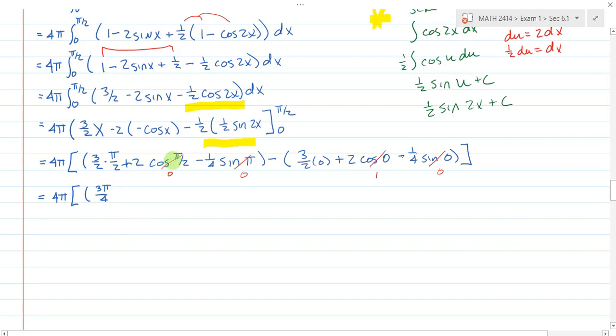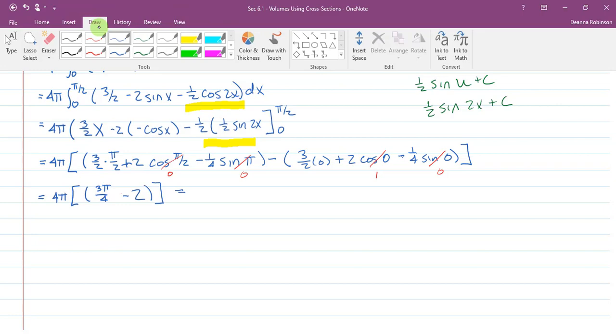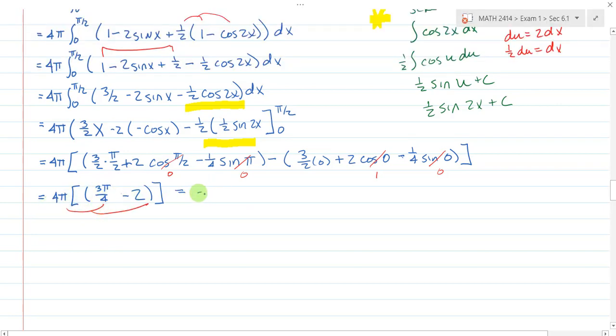All right, so since cosine pi over 2 is 0, we end up getting 4 pi times 3 pi over 4 plus 0 minus 0 and then minus 2. So this should be a minus 2 right here. Now it's looking like it's supposed to look. And then when we distribute this pi over 4 across, the 4's are going to cancel out. That would be 3 pi squared minus 8 pi. And that would be our final answer. And we weren't given units, so these would be cubic units, whatever those units happen to be.